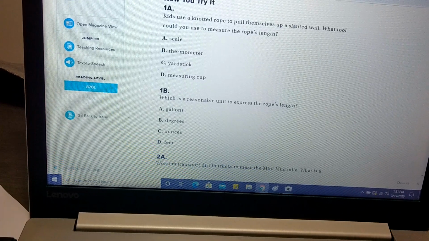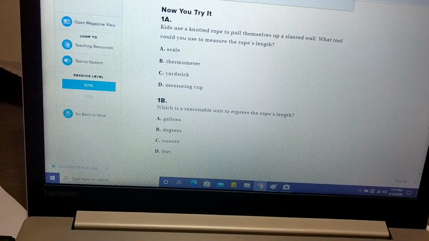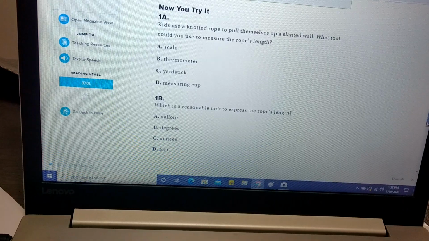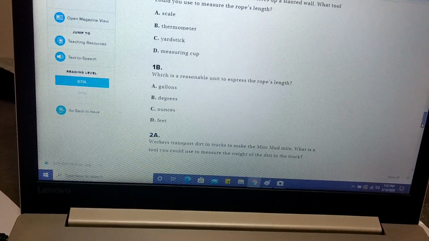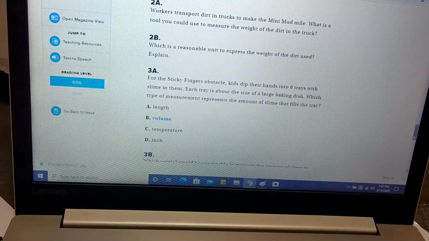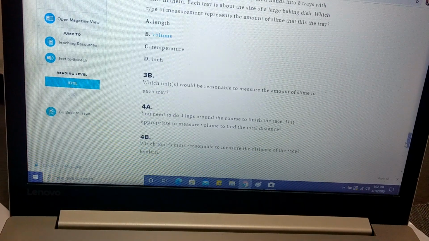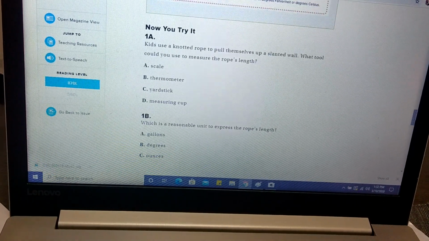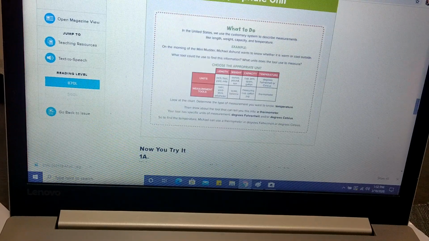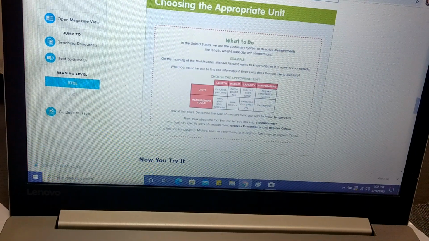So go ahead and you can just write your answers down on a piece of paper, or you can send me a Google Doc, whatever you'd like. And there's only a couple questions here, so make sure you try to answer them as best as possible. And so that's just a mini lesson on measurements and units and what kind of tools we use to measure things.